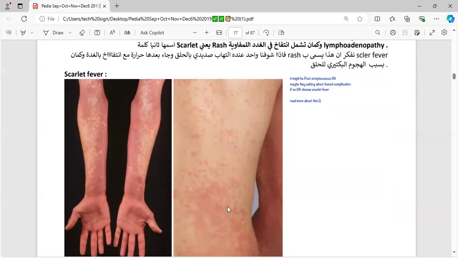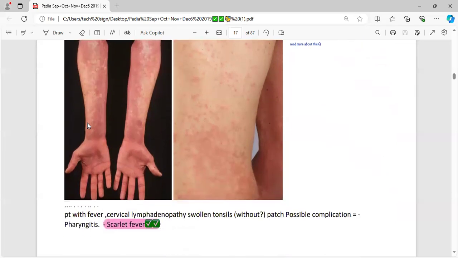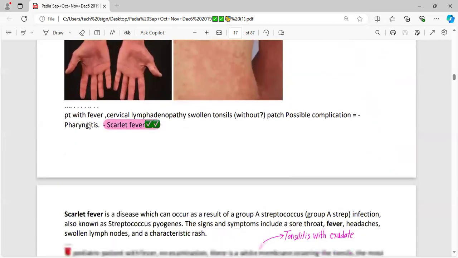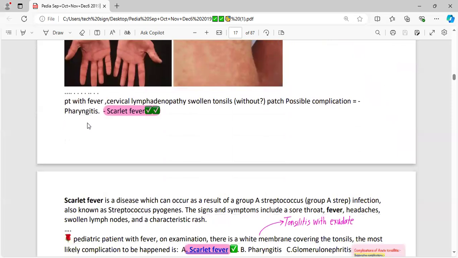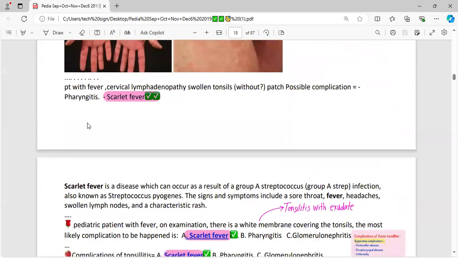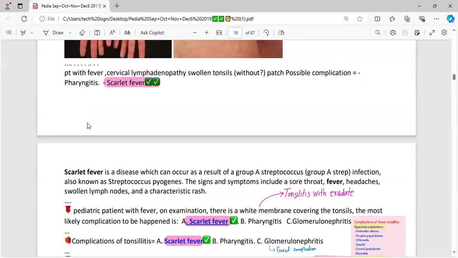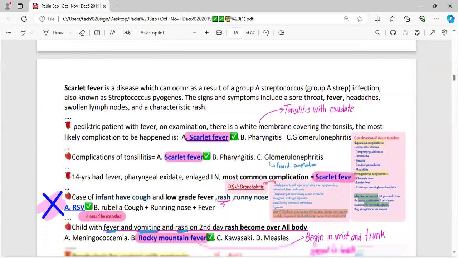हाँ जी, स्कारलेट फीवर रैश, उभरी भी होगी, पैची होगी, रफ बम्पी होगी, that would be scarlet fever rash. Patient with the fever, cervical lymphadenopathy, and the patchy rash. Complication would be complication of the pharyngitis or the tonsillitis. Your diagnosis would be scarlet fever.